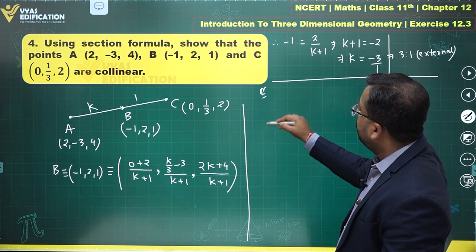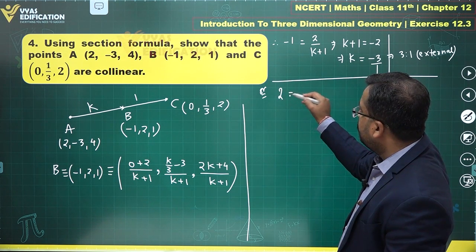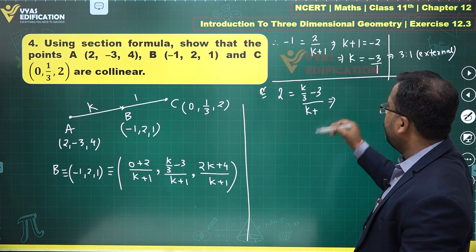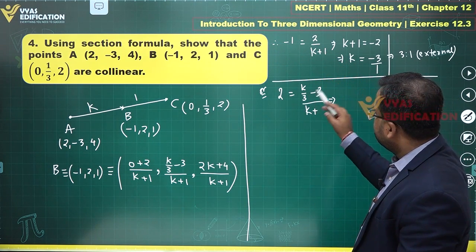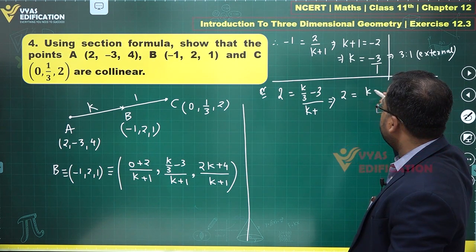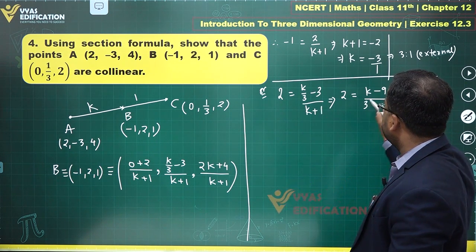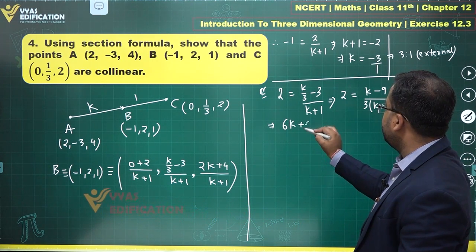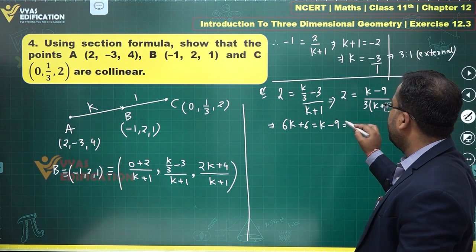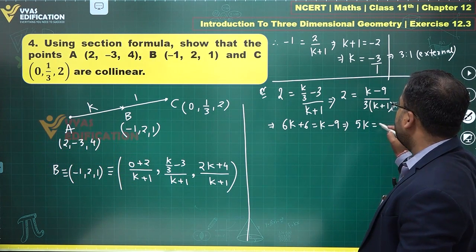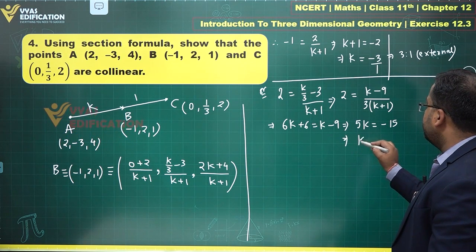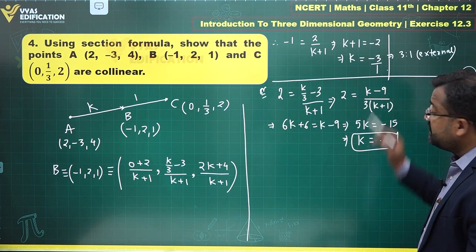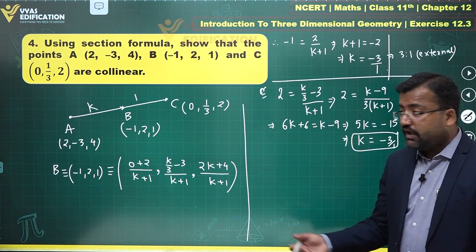Or for the y coordinate, 2 is equal to (K times 3 minus 3) upon K plus 1. That tells me this becomes 2 times (K plus 1) is equal to 3K minus 3, and this tells me 6K plus 6 is equal to K minus 9. That tells me 5K is equal to minus 15, or K is equal to minus 3, same as this. The y coordinate also is okay.